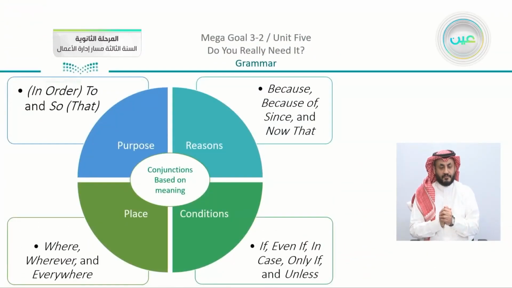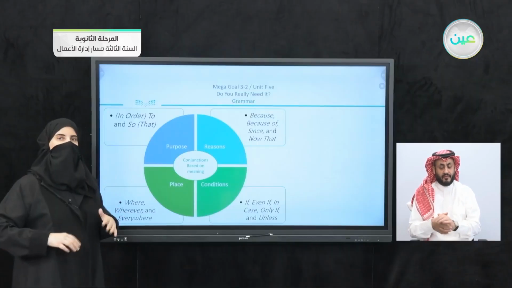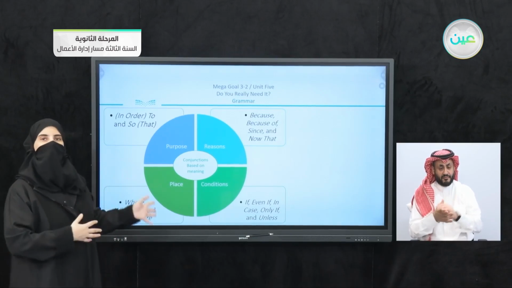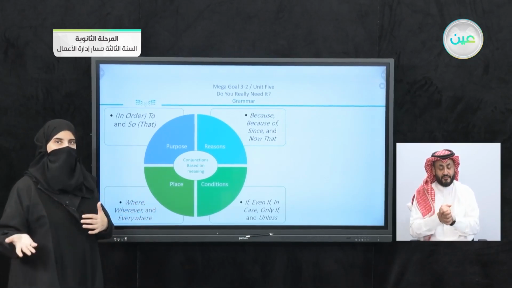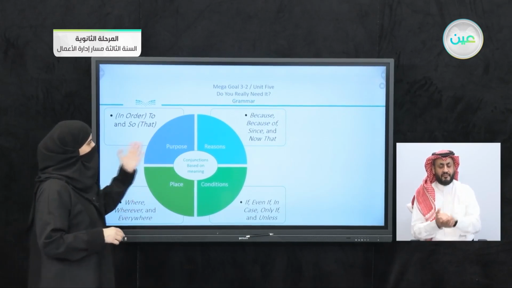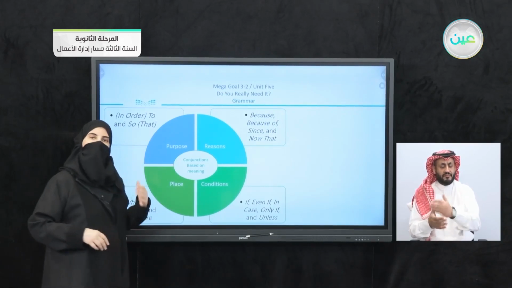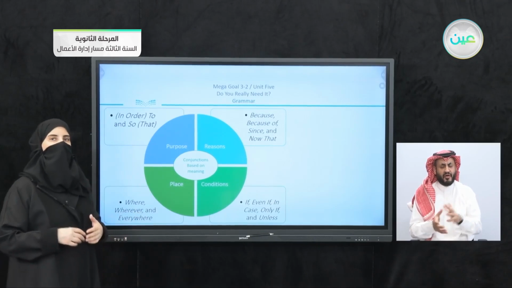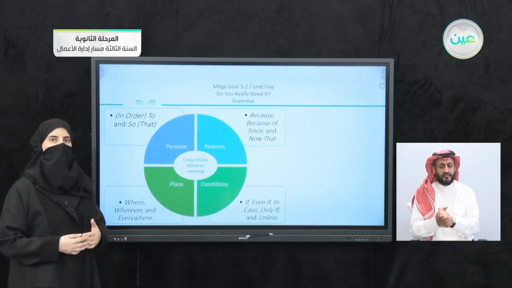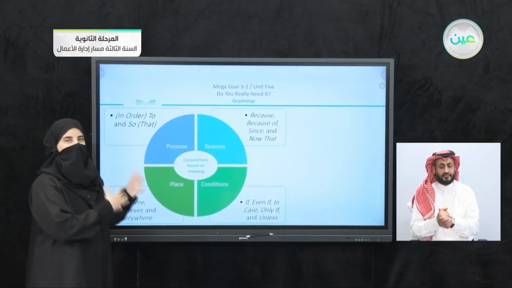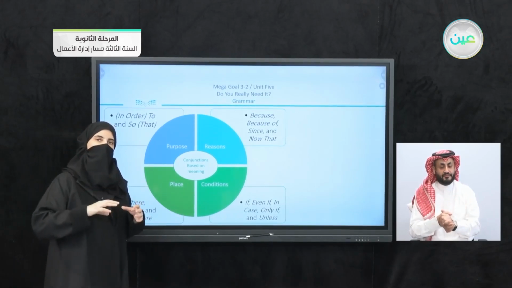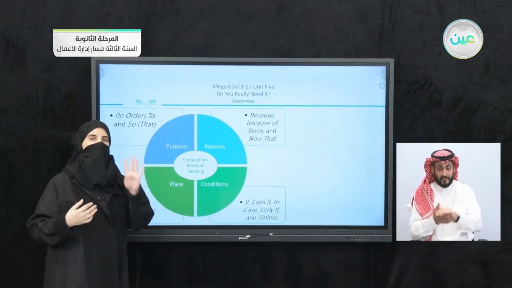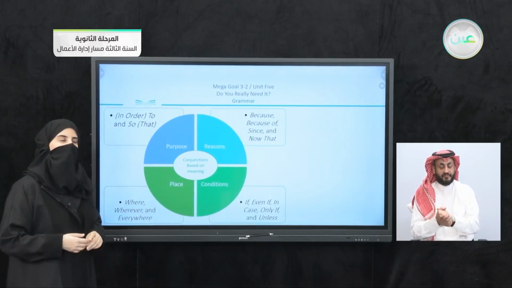Just to pass by the conjunctions based on meaning, we have the 4 meanings. You can use these conjunctions, the words that we passed by, either to refer to a place, or we can say that we have reasons, or we can mean conditions, or we can also mean purpose. So they are the same words that we had in the box. Now we know that we have the conjunctions. If you can just recall that we divided them into these 4 parts.